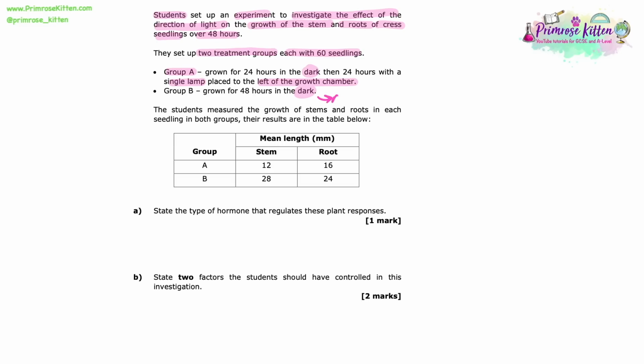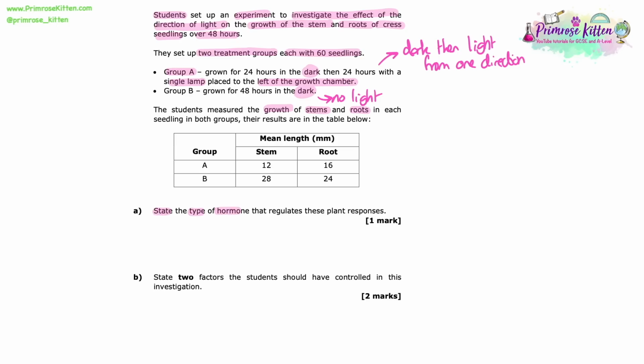So we've got no light entirely for Group B, and we've got no light at the start for Group A for half the time, and then the other half of the time they were exposed to a light that was coming from one direction only. The students measured the growth of stems and roots in each seedling in both groups. The results are shown in the table below.